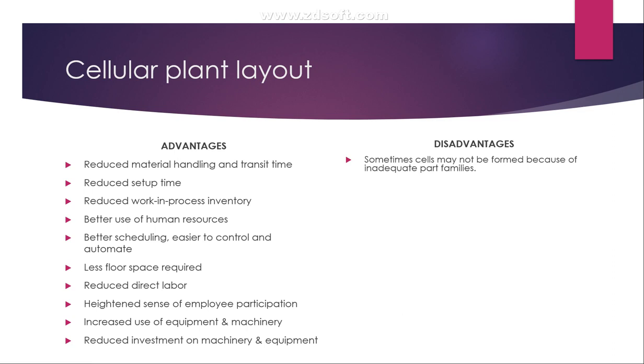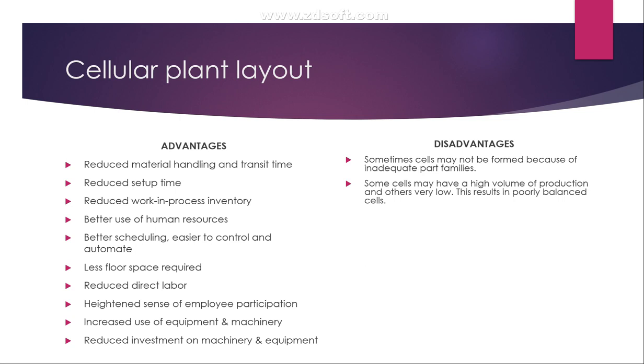Sometimes cells may not be formed because of inadequate part families. Say somewhere now I'm producing product A and product B. Somewhere we feel the tools are not sufficient in order to frame different cells. So that is an inadequacy in terms of framing different cells. So this is quite a disadvantage with respect to cellular plant layout.